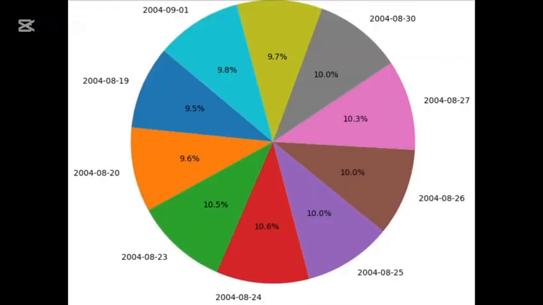Finally, we have a pie chart displaying the percentage contribution of stock opening prices for different days. Each slice represents a specific date and its size corresponds to the percentage of data associated with that day. From the chart, we observe that data is relatively evenly distributed across the dates.